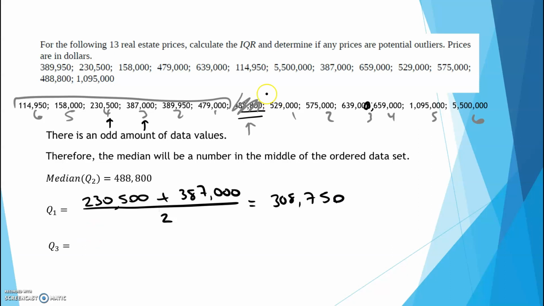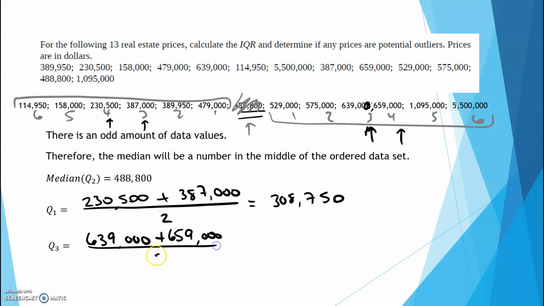Okay, for Q3, I'm going to look at this section over here and find the two middle numbers, which should be this one right here and this one right here. So we have 639 plus 659, and we're going to divide that by 2, and what we get for that is 649. Okay, so there's my Q3 and my Q1. So in order to find my IQR, I need to subtract these two numbers right here.